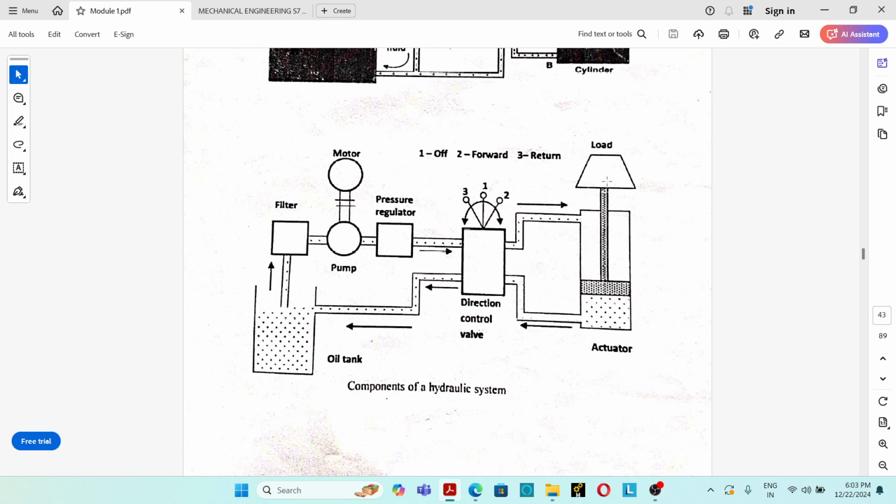Suppose the actuator has to move in downward direction. Port P is connected to port A, port B is connected to port T. Then high pressurized hydraulic oil flows through port P to port A to the rod side of the cylinder, exerting a pressure on the piston, moving it in downward direction. At the same time, the hydraulic oil in the piston side of the cylinder flows through port B to port T to the reservoir.